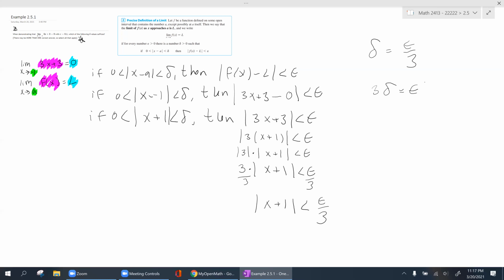So for this example that was given, I did give an epsilon, 0.1. So I'm going to continue here a little bit further. Delta is equal to 0.1 divided by 3. Let's find out what that gives me.